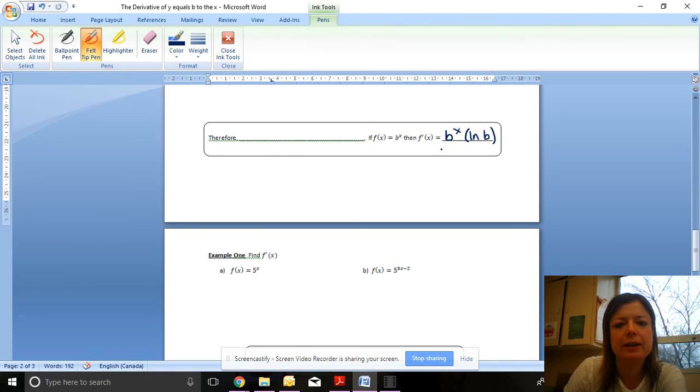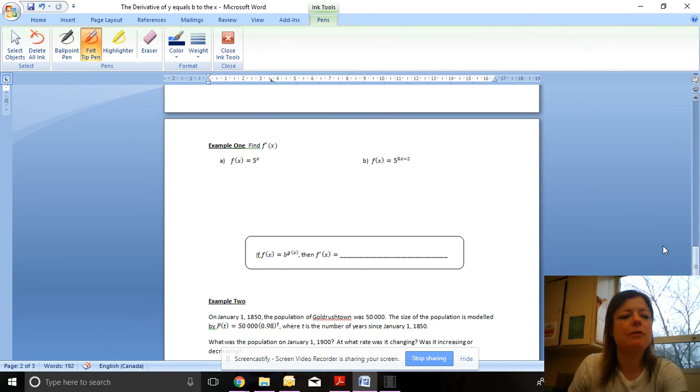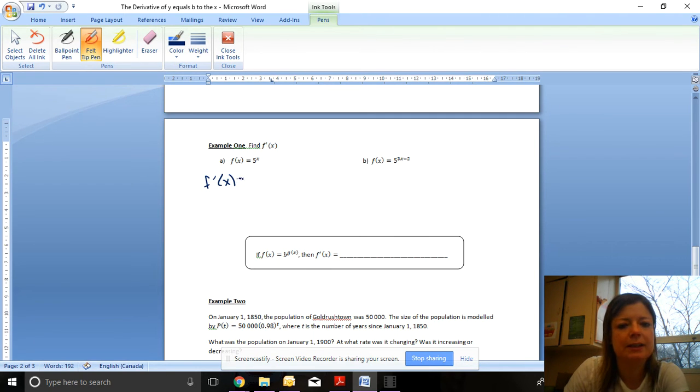Okay, or you can write it ln b, b to the x, either order, it doesn't matter. In fact, I guess this one would be more common because then this becomes a constant, a number. So then you would put that in front of that part. So for example, if you have 5 to the x, then its derivative is ln 5 times 5 to the power x. It's that simple.